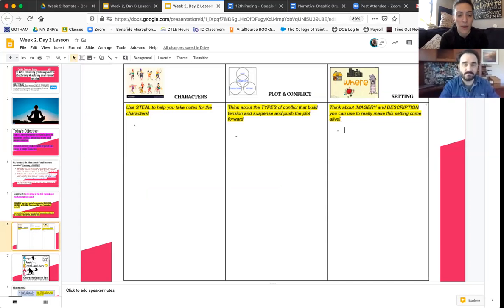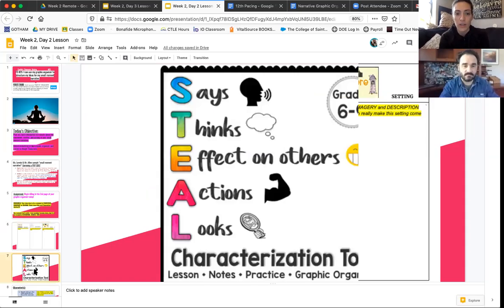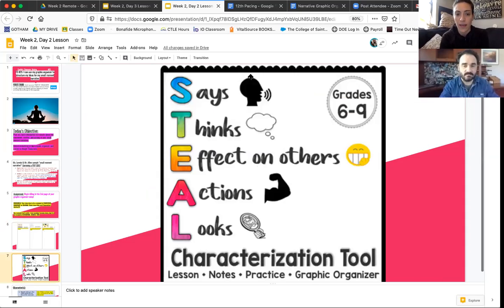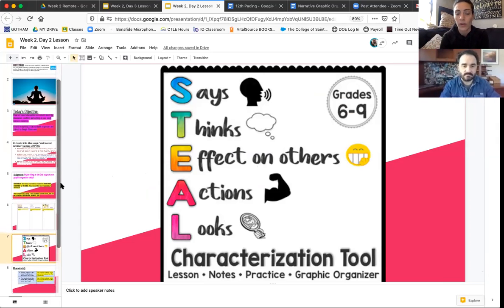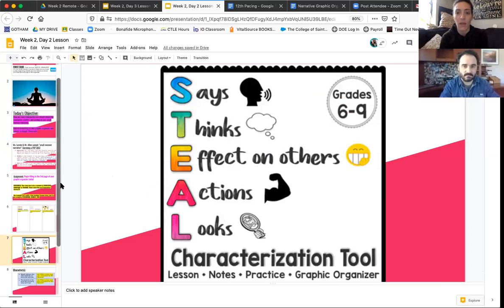So when we're thinking about the characters, what should you be putting in this box here? We talked a lot this year about STEAL, that acronym that helps us try to really zoom in on character traits. So you could think about what your character is saying, thinking, how they impact others, what their actions are, what they look like, and you can use those ideas to build your character.